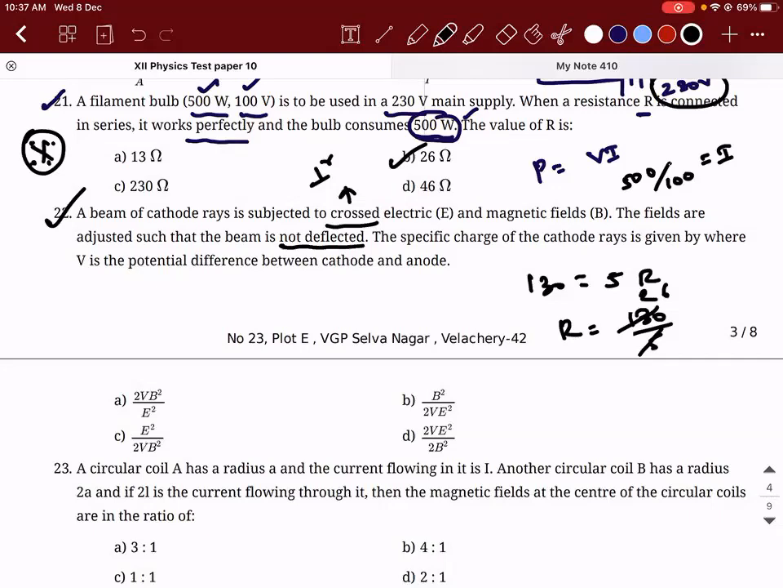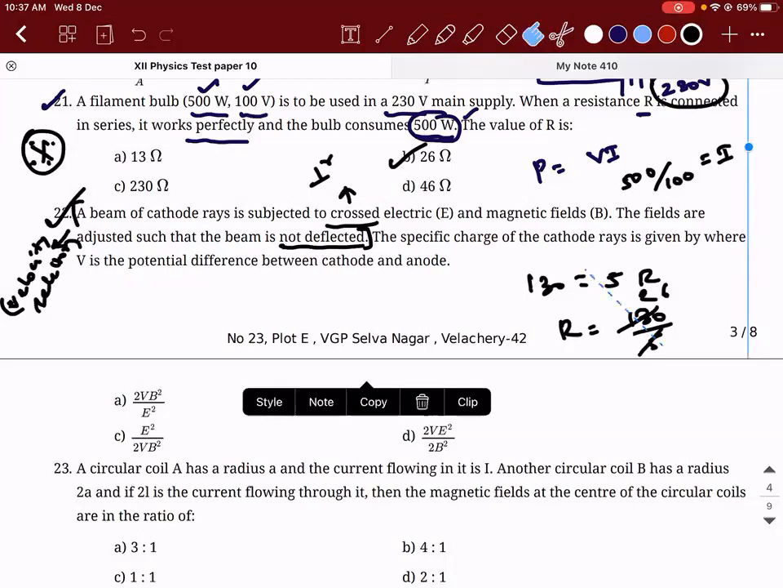So till here, if you read the statement, what concept comes to your mind? Is it not something like a velocity selector? Guys, am I clear or not? Yes, sir.